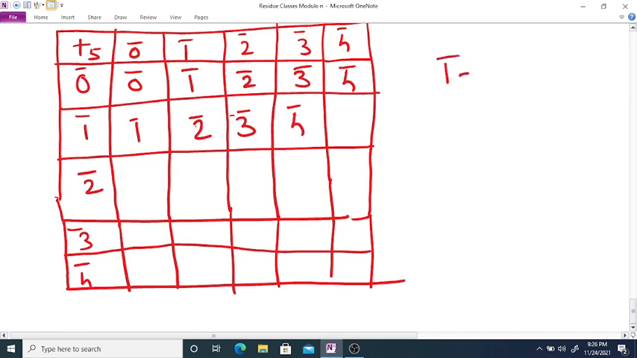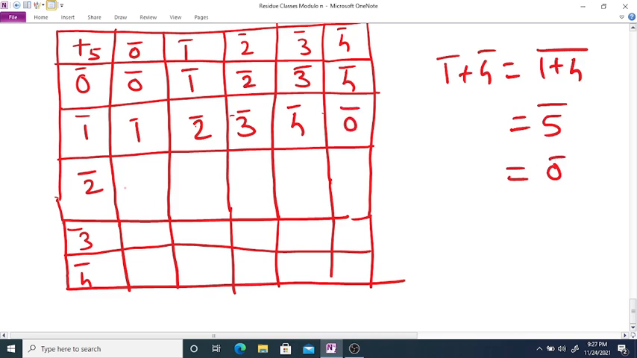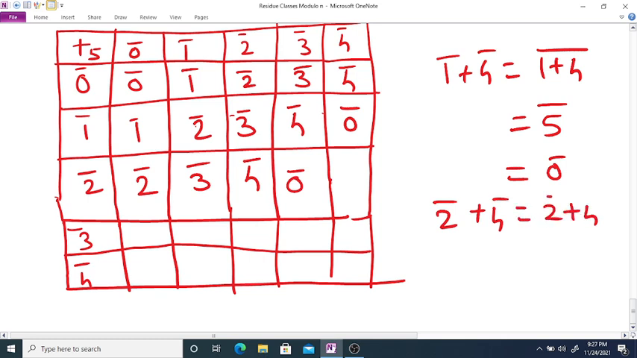Now 1 bar plus 4 bar is equal to 1 plus 4 bar, which is equal to 5 bar, and 5 bar is nothing but 0 bar modulo 5. So 1 bar plus 4 bar is 0 bar, 2 bar plus 0 bar is 2 bar, 2 bar plus 1 bar is 3 bar, 2 bar plus 2 bar is 4 bar, 2 bar plus 3 bar is again 5 bar, which is nothing but 0 bar, and 2 bar plus 4 bar is equal to 2 plus 4 bar, so it is equal to 6 bar, and 6 bar is nothing but again 1 bar modulo 5.